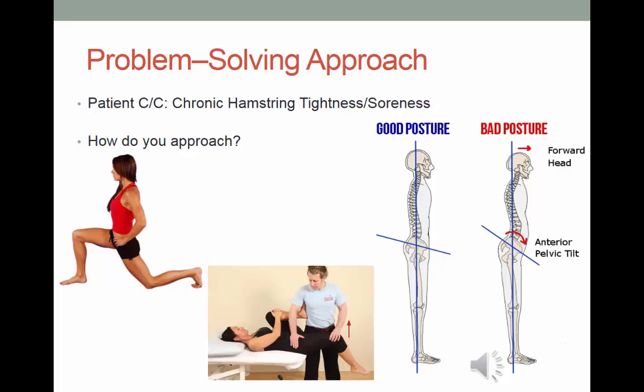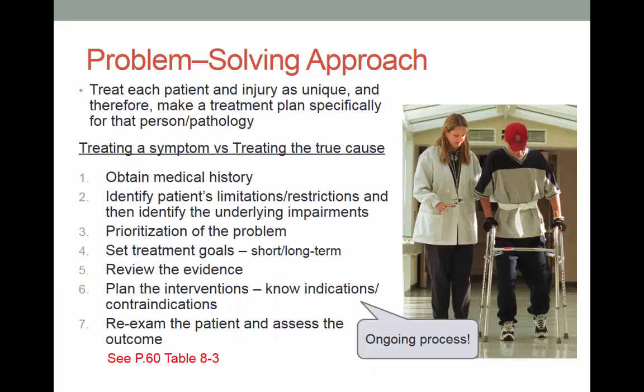We sometimes have to look at the joint above or below the area that's hurting to be able to effectively treat a person. Sometimes we have to look at their entire body to effectively treat them. When treating patients in the real world, I hope that you treat each patient and injury as unique and therefore make treatment plans specifically for that person in pathology. There is no such thing as cookbook medicine. All injuries and conditions are unique and patients need different things.